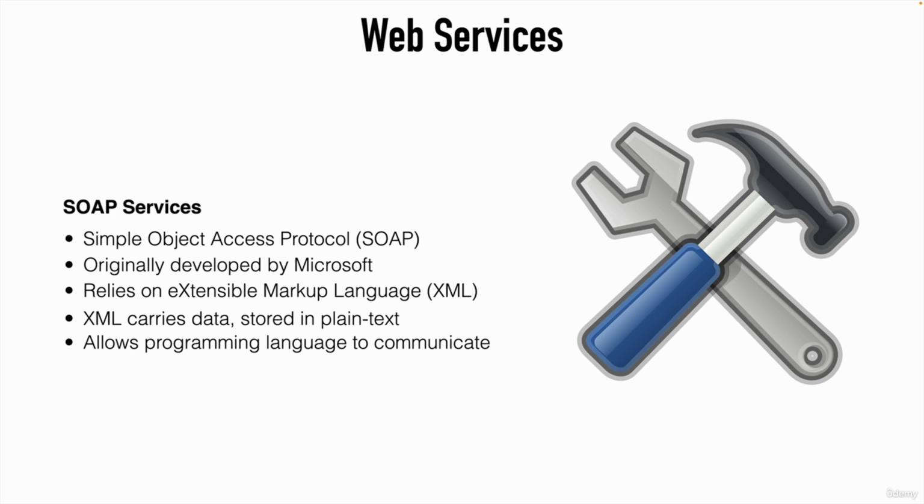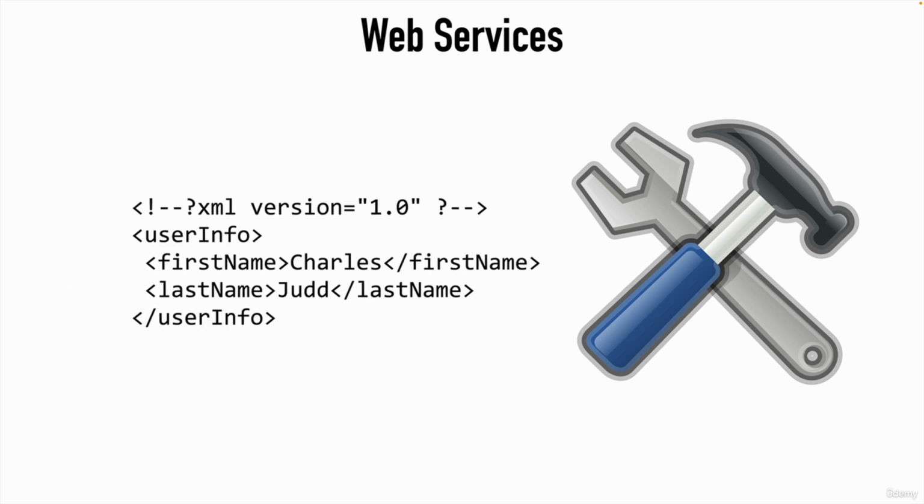SOAP services, as we've said already, rely on XML, Extensible Markup Language. And Extensible Markup Language was developed originally by Microsoft, and that carries data and it stores data in plain text. So if we have a database that's using XML, that means that the data inside will be in plain text. It allows programming languages to communicate with one another, and that uses something called XPath that we'll talk about more in just a bit. Now here you can see a very simple example of how a web application may store user data inside an XML document. As you can see, this is very easily readable and interpretable by anyone.